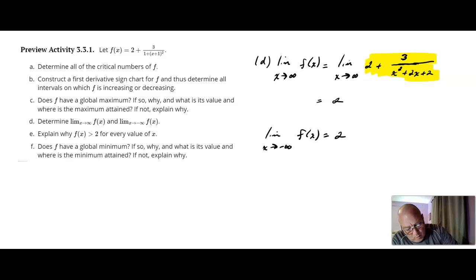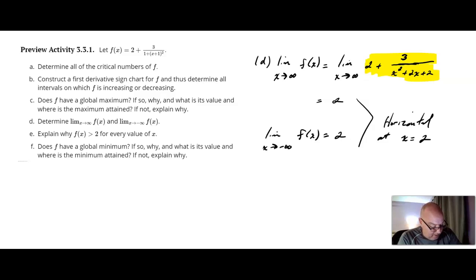What this means is, if you think about the function logically, try to imagine what's happening here. There's a horizontal asymptote at 2. As x gets really, really large, this function just starts hovering around 2.